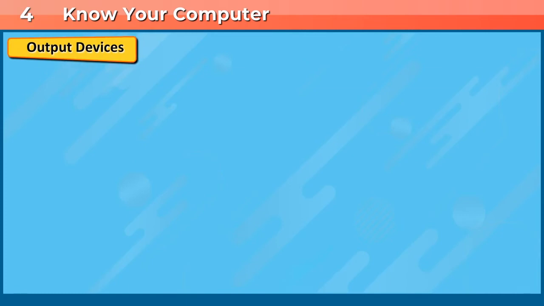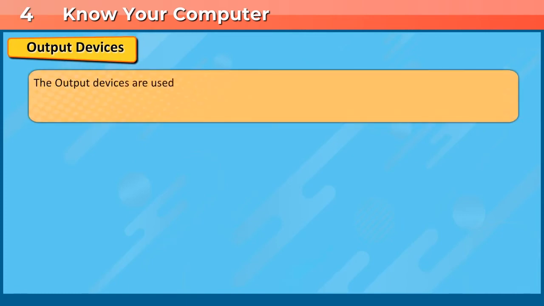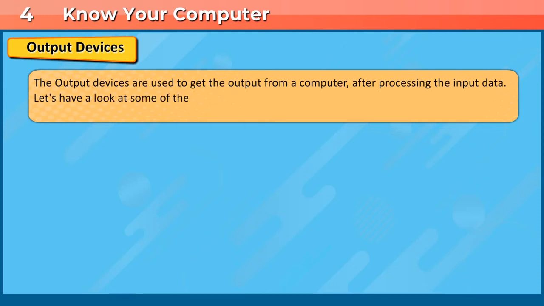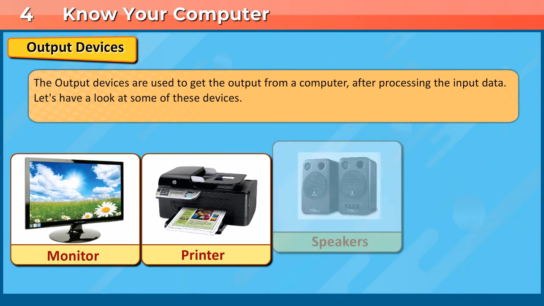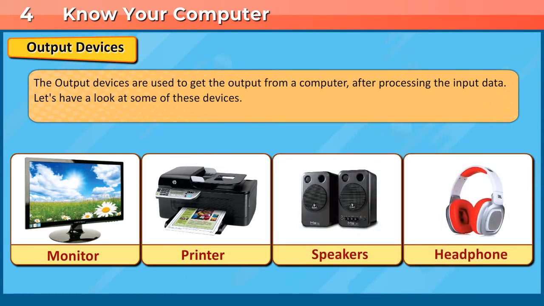Output devices. The output devices are used to get the output from a computer after processing the input data. Let's have a look at some of these devices: monitor, printer, speakers, headphone.